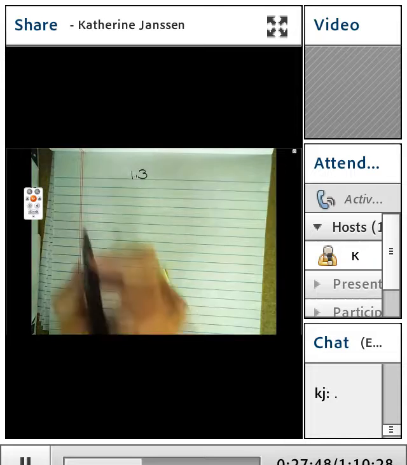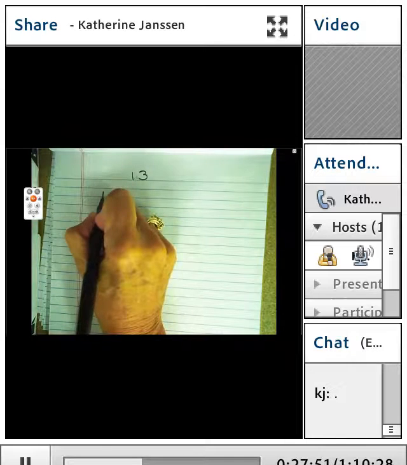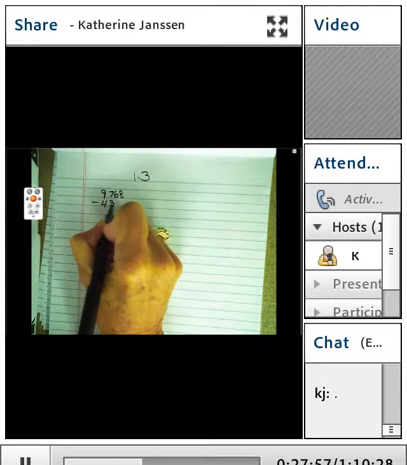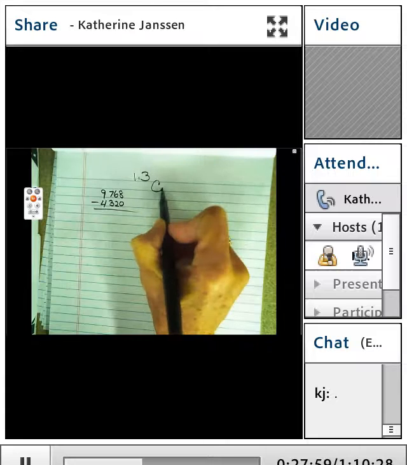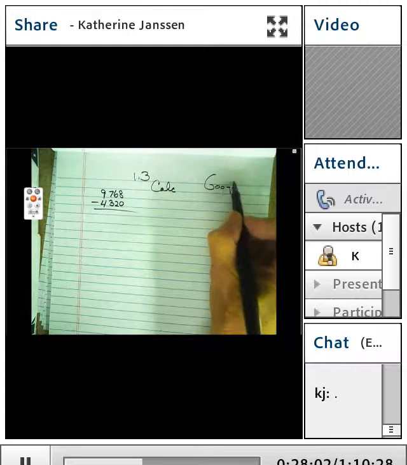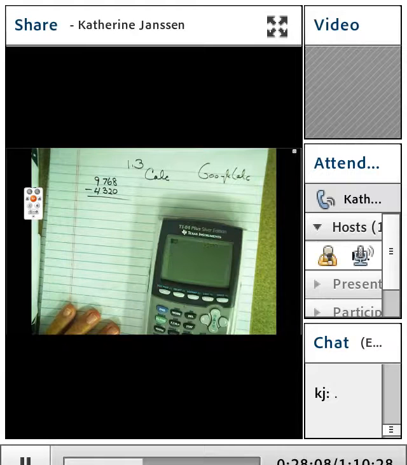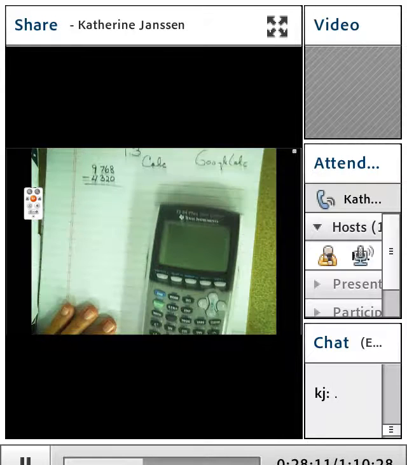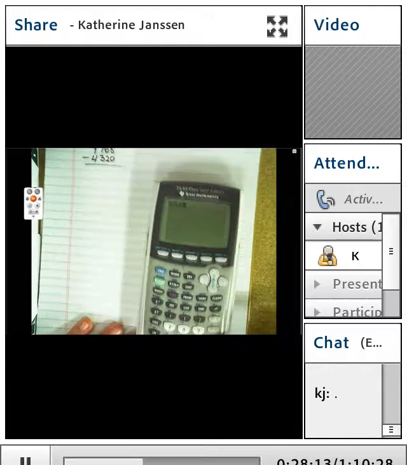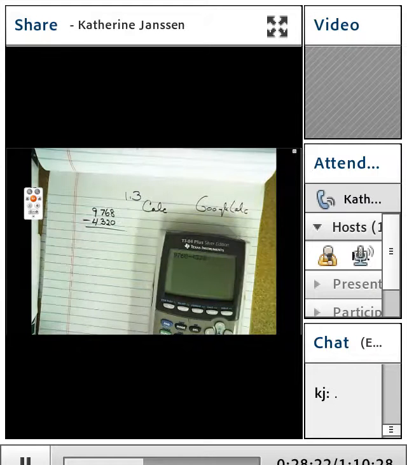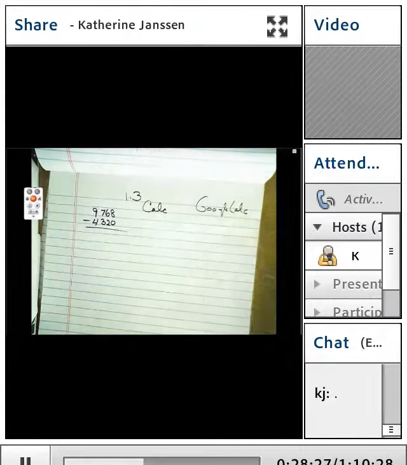So subtracting, I have 9,768. I'm going to subtract 4,320. I'm going to use my calculator and Google Calc. On my calculator, I have 9,768. Find your operator key for subtraction, which is your hyphen. Subtract 4,320. Enter. And I get 5,448.